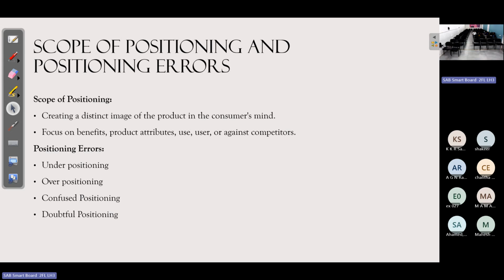Then we have confused positioning, the third one. Confused positioning means they are giving you confused information which is not linked with each other, some conflicting information, right?